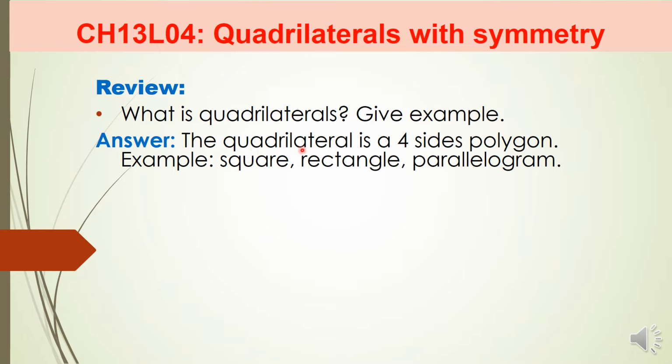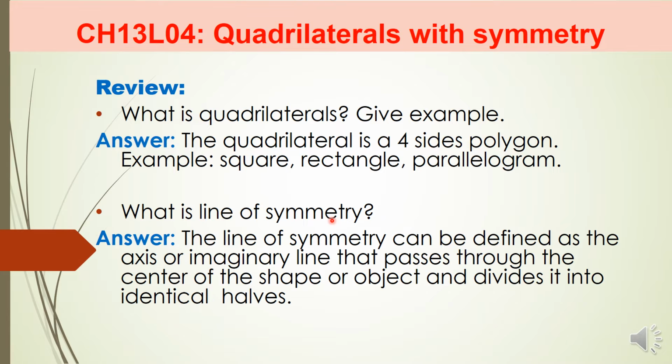A quadrilateral is a four-sided polygon. Examples are square, rectangle, parallelogram, and so on. And another question: what is a line of symmetry? Can you provide the definition of a line of symmetry? Please try to answer.